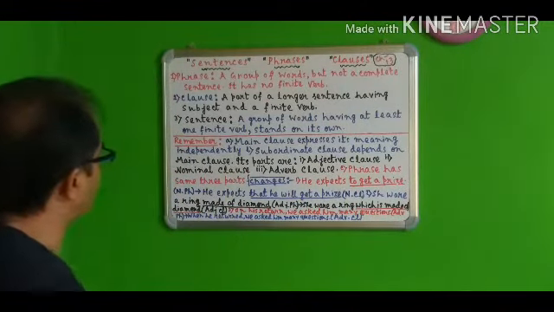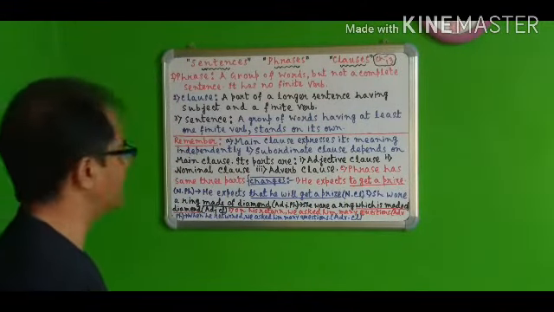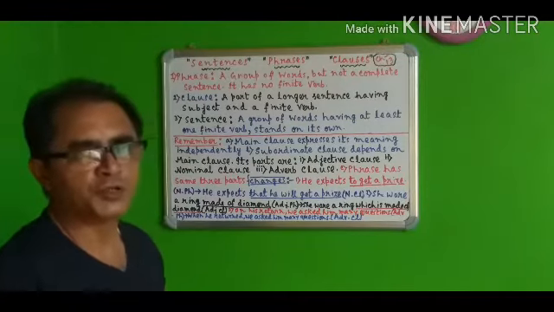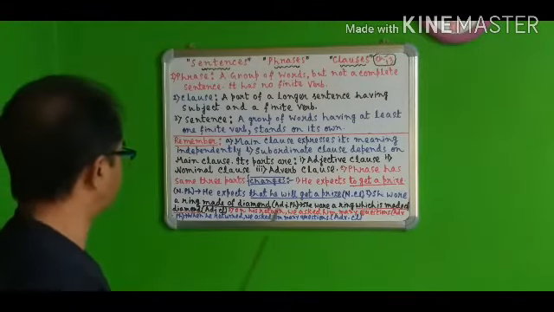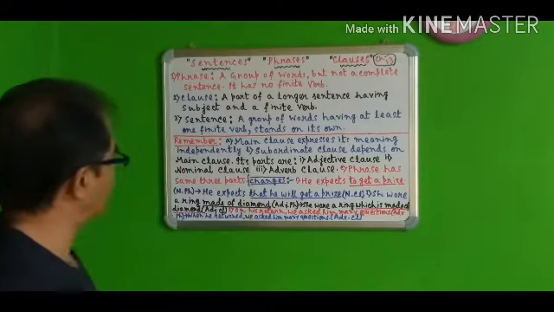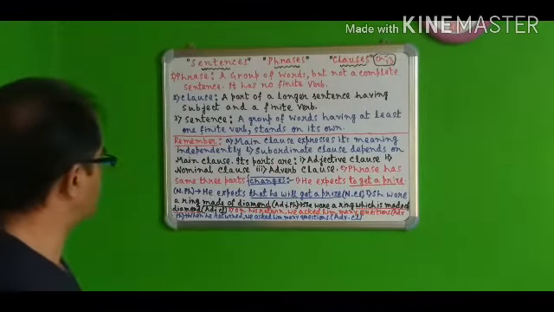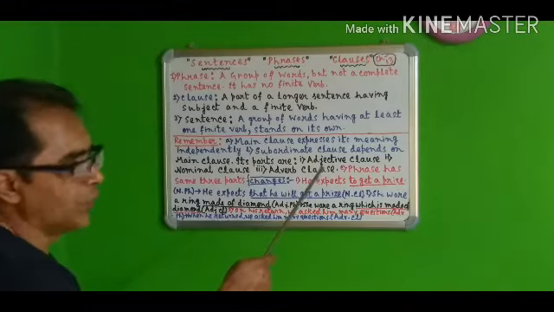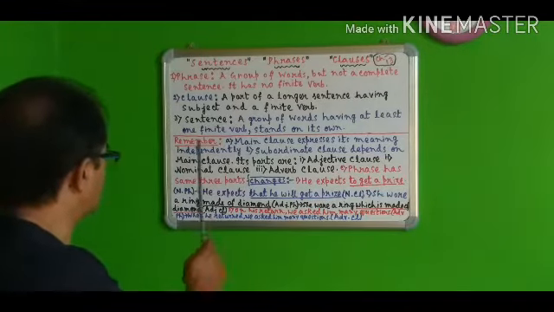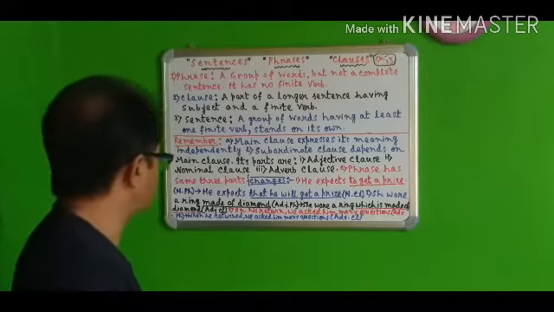Remember, main clause expresses its meaning independently. That means it does not depend on any other part. Subordinate clause depends on main clause. Its parts are, I told you earlier, adjective clause, nominal clause, adverb clause.